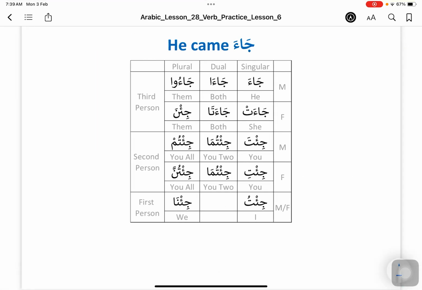Next one is ja'a, he came. Ja'u, they came. Ja'at, she came. Ja'ata, ji'na. Notice from this particular point, it takes a kasra, ji'na. And after that, all of them are kasra. Ji'ta, you came. Ji'tuma, ji'tum, ji'ti, ji'tuma, ji'tunna, ji'tu, I came. Ji'na, we came.